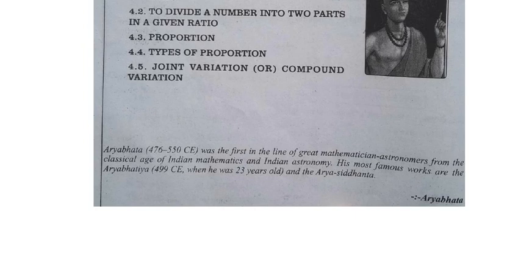476 to 550 CE, was the first in the line of great mathematician-astronomers from the classical age of Indian mathematics. See this word, classical age of Indian mathematics and Indian astronomy. His most famous works are the Aryabhatiya. In this particular work, he did it when he was 23 years old. At this time he did his most famous works, right?